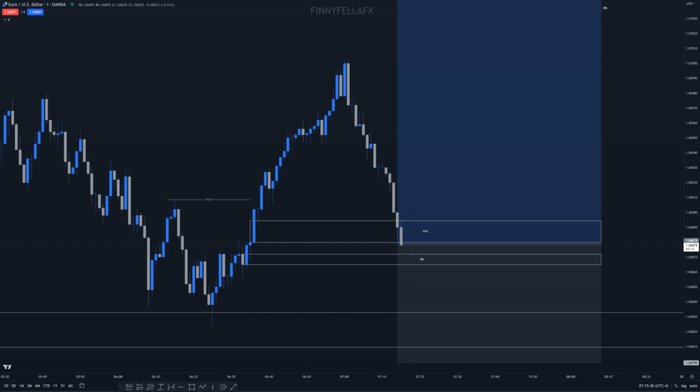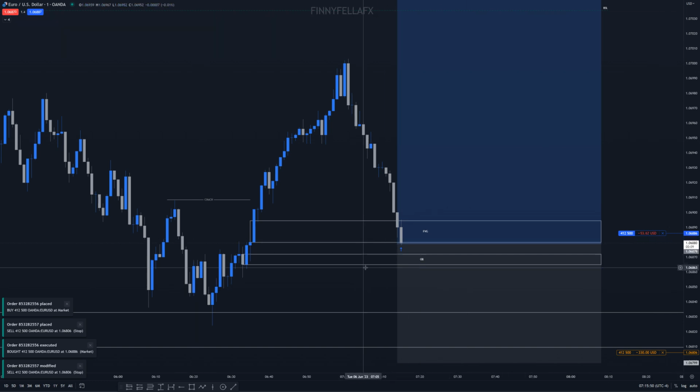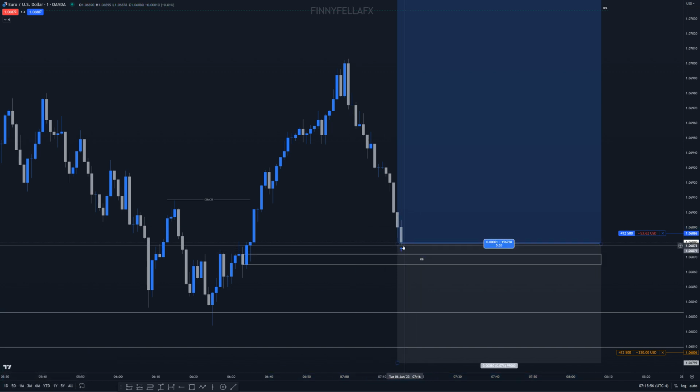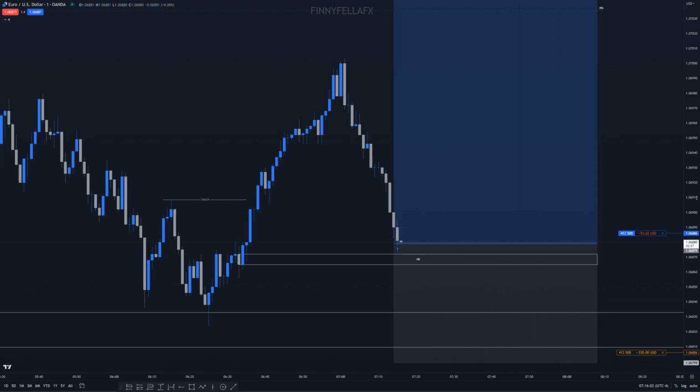Right, that's me in a buy now. And I don't mind if it taps into this order block. I'm going to do away with this fair value gap, but I do understand that the lower side of this is basically where my long position is, pretty much in line with the bottom of that fair value gap.